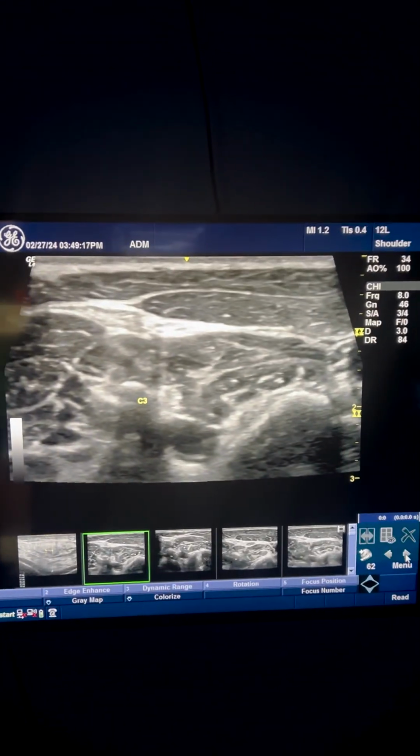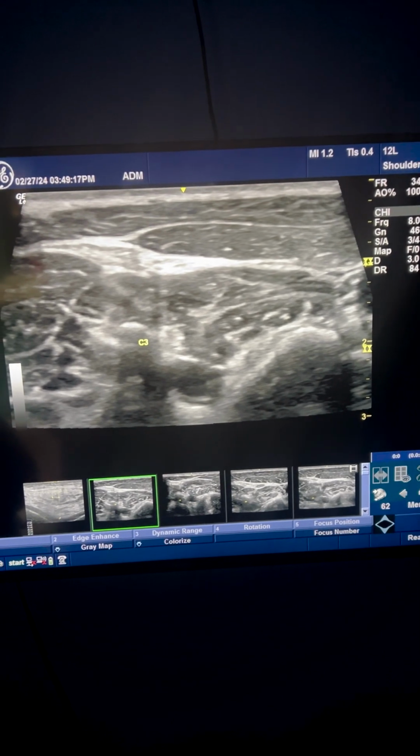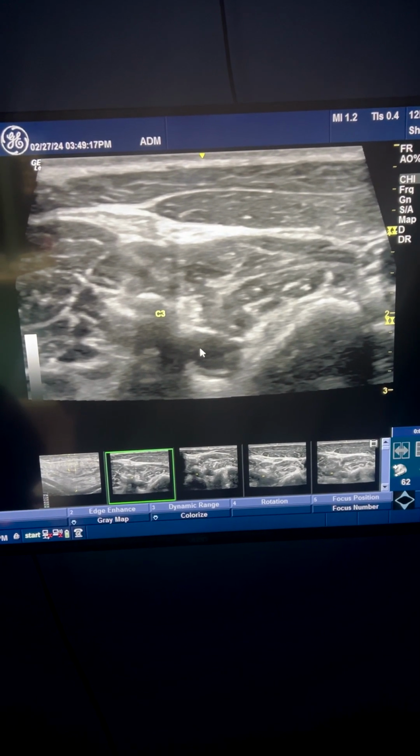So let's go ahead and turn the lights off. We'll look at this little computer right here in front of me, and I'm going to go through just this. Start off with C3, 4, 5. So here is the transverse process of C3. You can barely see the nerve root coming up through there.